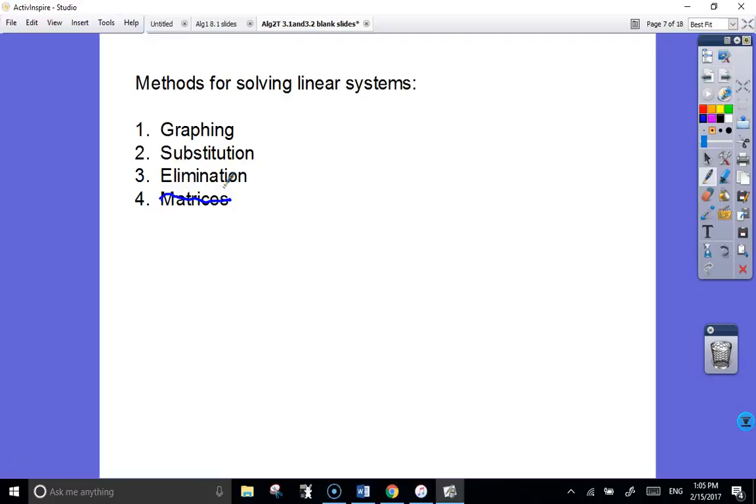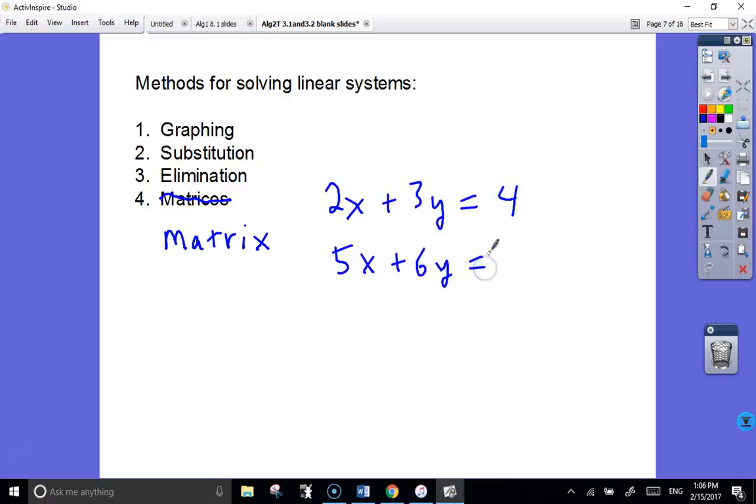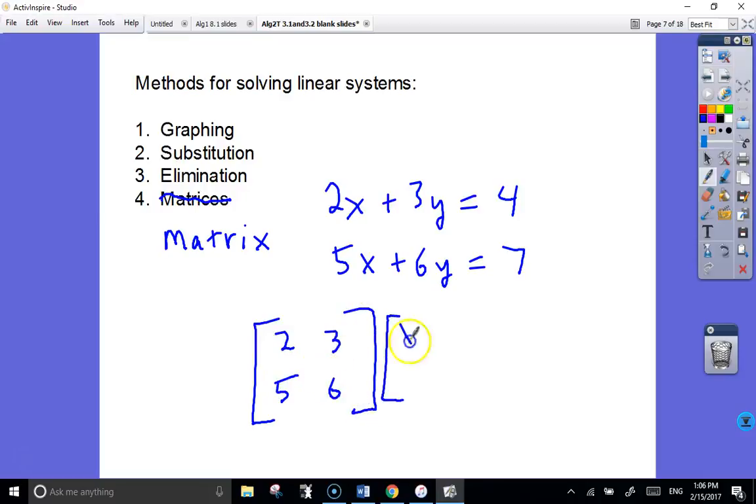And matrices, that's plural for matrix. Basically you learn how to solve equations like 2x plus 3y equals 4 and 5x plus 6y equals 7, for example, by turning this into a matrix equation: the matrix 2, 3, 5, 6 times the vector x, y equals 4, 7.